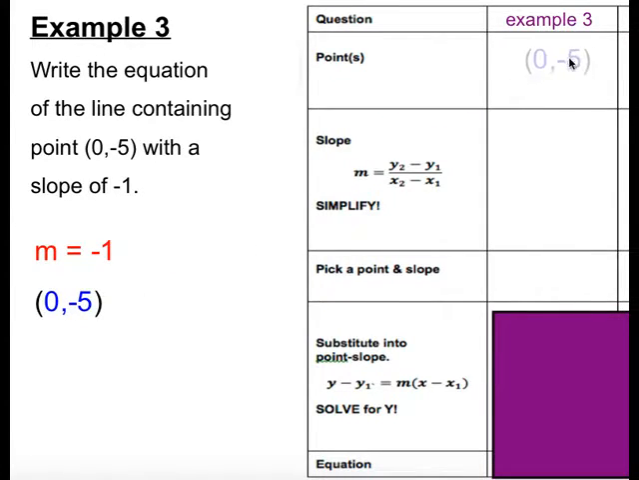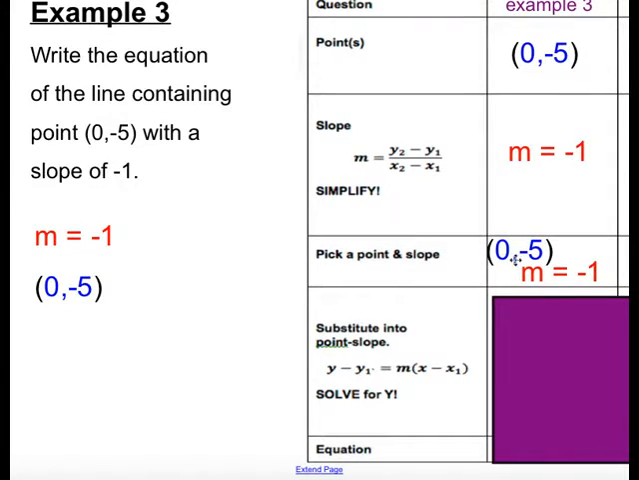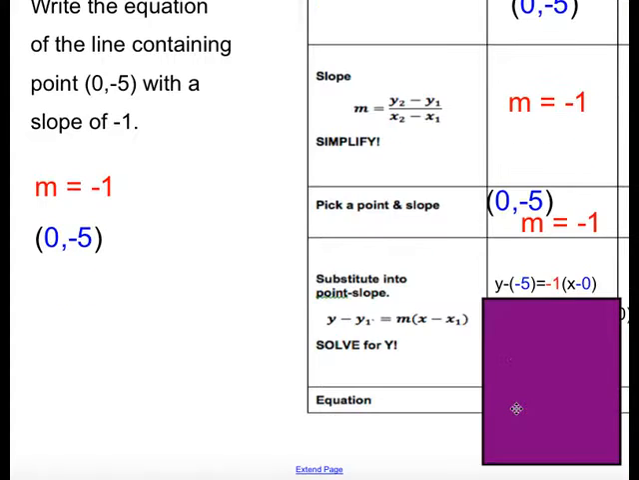So I'm going to fill in my chart with the information needed. Then I'm going to drop my point and my slope into the box. Once again, I'm going to let x sub 1 be 0. I'm going to let y sub 1 be negative 5, and my slope is negative 1. So I've put negative 5 in here for y. I put a 0 in for x.